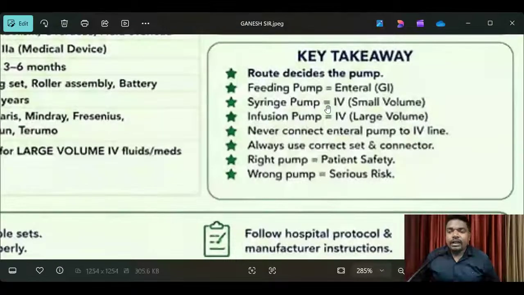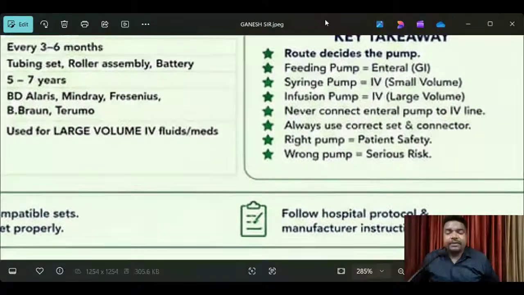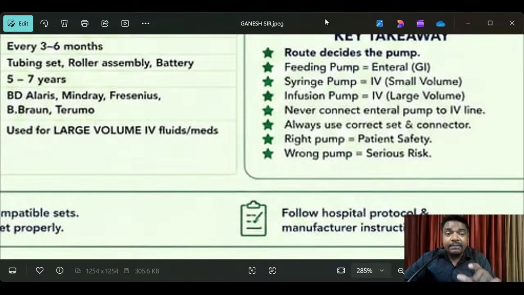So these are the very, very important key points. Follow hospital protocol and manufacturer instructions. Biomedical engineers, listen carefully. You should know all these things at the same time, as per ICU protocol and equipment protocol, what things should be there every time.